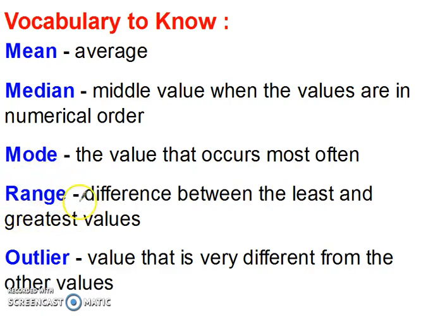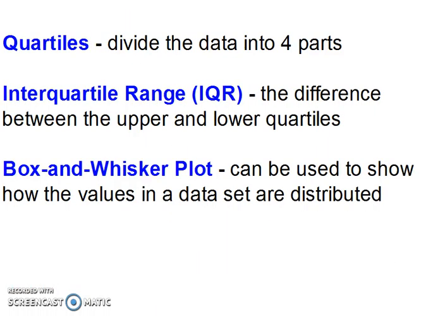The range is the difference between the least and greatest values. And an outlier is a value that is very different from the other values. So this will help us with our measures of central tendency. But we also have the box and whisker plot.